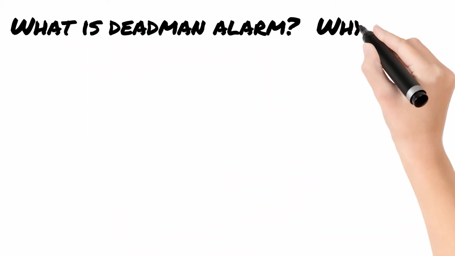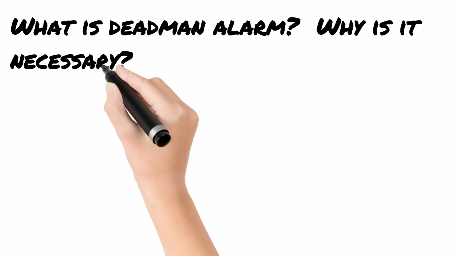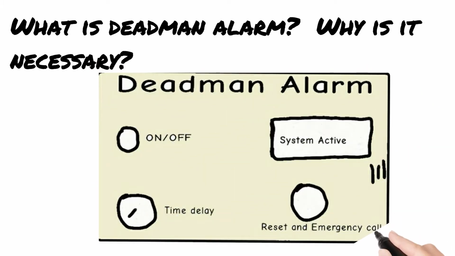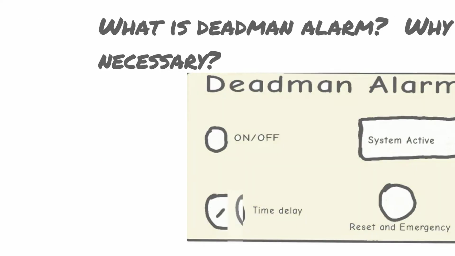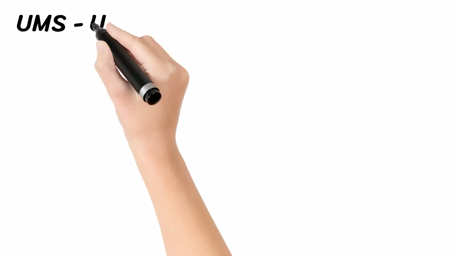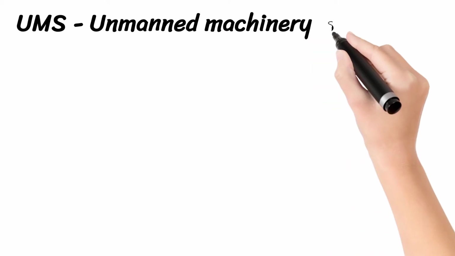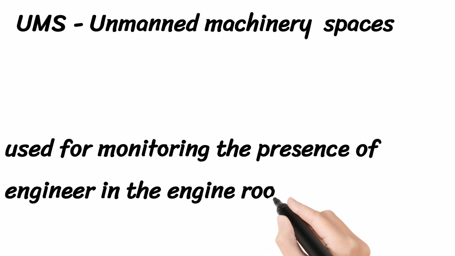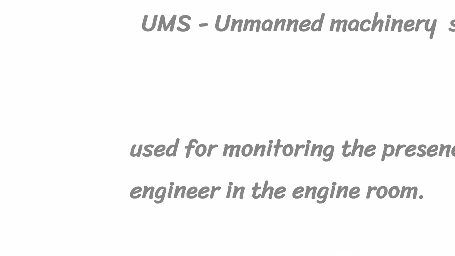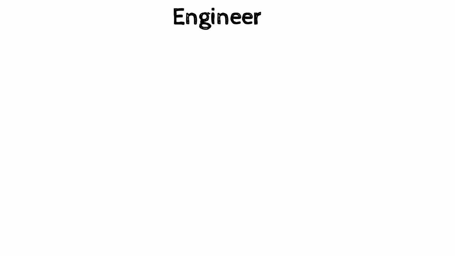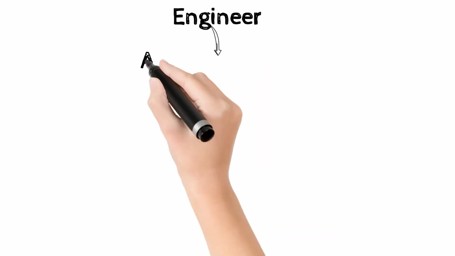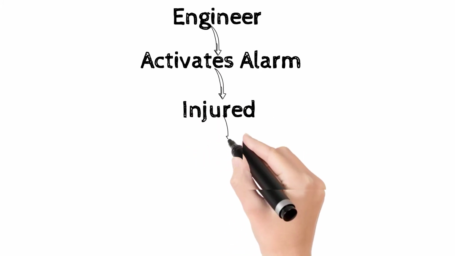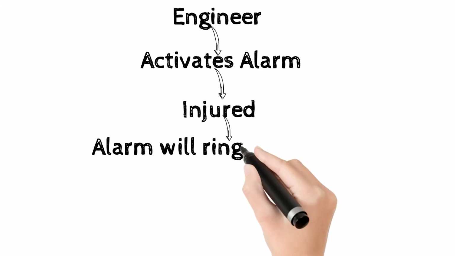This is ship number 8014, and in this video I will talk about what is deadman alarm and why it is necessary to have deadman alarm. Onboard UMS ships, that is unmanned machinery spaces ships, the deadman alarm is used for monitoring the presence of engineer in the engine room. If the engineer goes to the engine room at night, he must activate the deadman alarm, because he will be alone, and if he gets injured, there is no one to attend him.